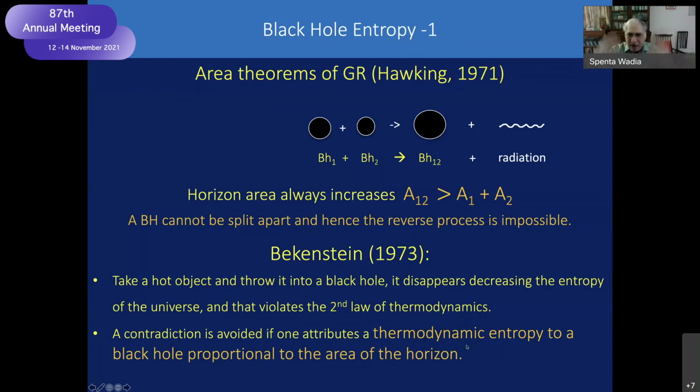Now, with this in mind and some other ideas, Jacob Bekenstein in 1973 made a very beautiful proposal in order to reconcile black holes with the second law of thermodynamics. He said, take a black hole, take a bucket of hot water and throw it inside. It disappears classically, and therefore it decreases the entropy of the universe and violates the second law of thermodynamics. This contradiction, Bekenstein said, can be avoided if one attributes a thermodynamic entropy to a black hole which is proportional to the area of the horizon, keeping in mind the area theorems of Hawking. That's a big step forward in connecting general relativity with thermodynamics.